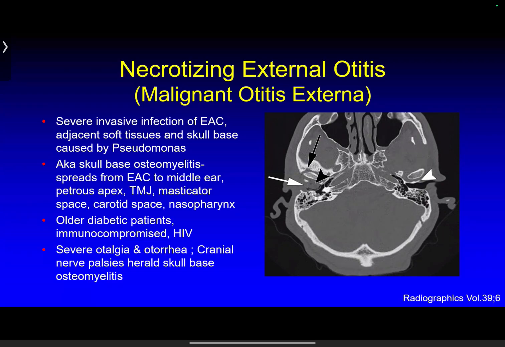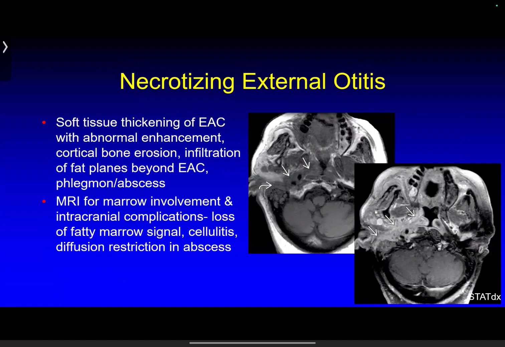It's usually seen in diabetic patients, immunocompromised, and HIV patients, who present with severe otalgia and otorrhea. If there are cranial nerve palsies, it heralds skull base osteomyelitis. This is a nice case from the literature showing diffuse opacification of the right external auditory canal. Note the very nicely preserved bony anterior wall of the external auditory canal on the normal left side, which is completely eroded on this side, with an additional erosion along the anterior wall of the glenoid fossa. So this is classic necrotizing external otitis.